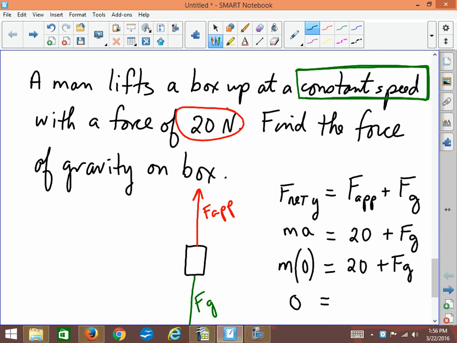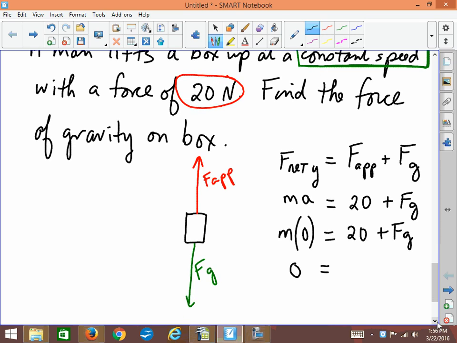Another way of thinking about that is when you have constant speed, the net force is 0. All the forces are balanced. So now I'm left with this simple equation, 0 equals 20 plus the force of gravity. And if I move the 20 to the other side, it becomes negative 20 newtons is the force of gravity. And that makes sense, because if you're moving at a constant speed upwards, your forces are balanced. 20 down and 20 up. Question?